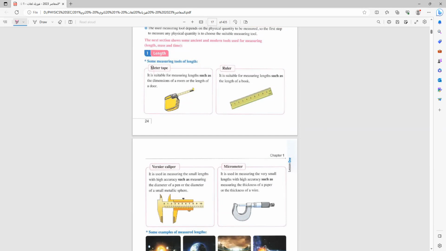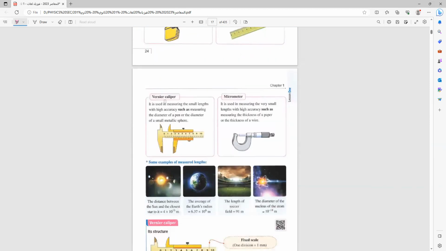We use meter tape to measure the length of the room, the side of the room, large lengths, or the length of the door. A ruler measures small lengths. It is suitable for measuring the length of your book or the length of a pencil. It has a small value.